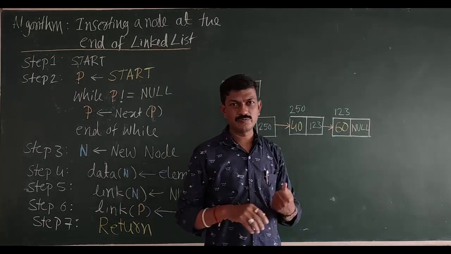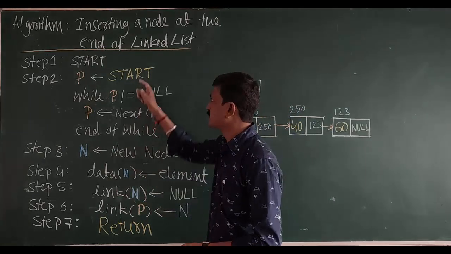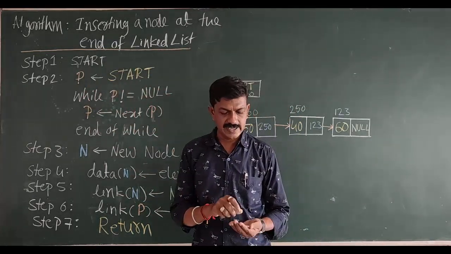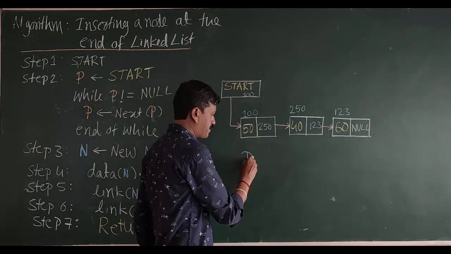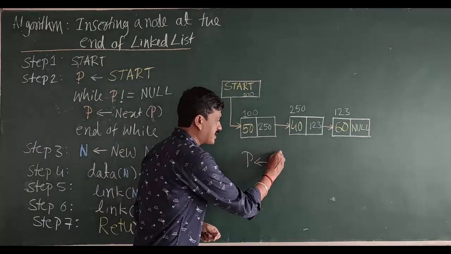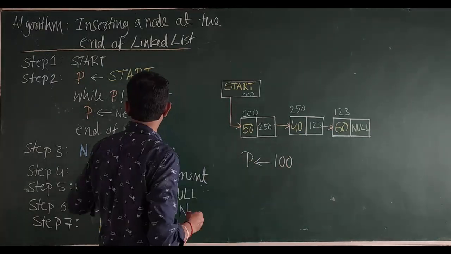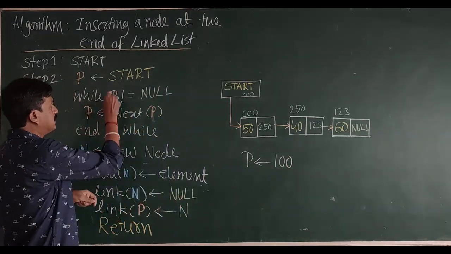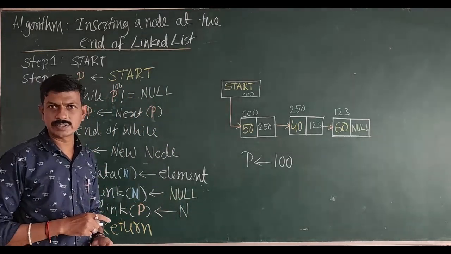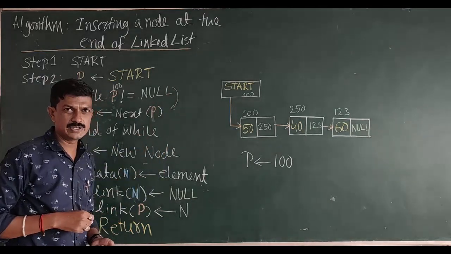Now we are going to trace this with the help of this algorithm. Step 1: start, p equal to start. I am considering a value p equal to start. What does the start pointer contain? The start pointer contains the element, address 100. Is 100 not equal to null? Yes, 100 is not equal to null. The condition becomes true. Once this condition becomes true, it enters the loop.